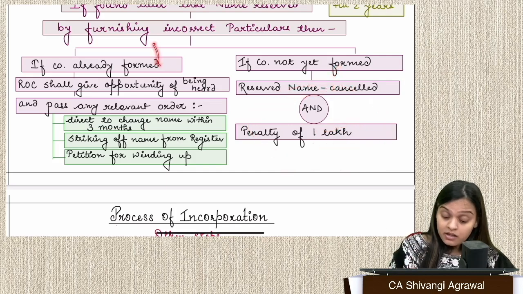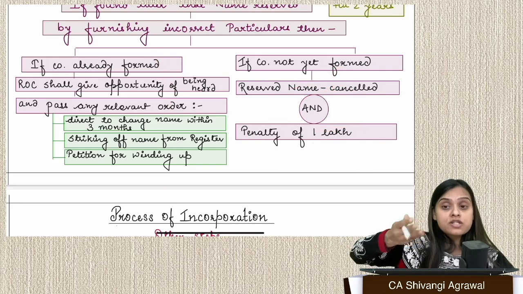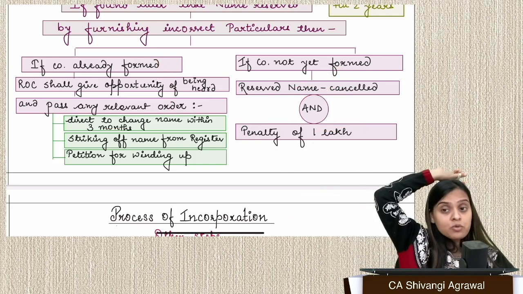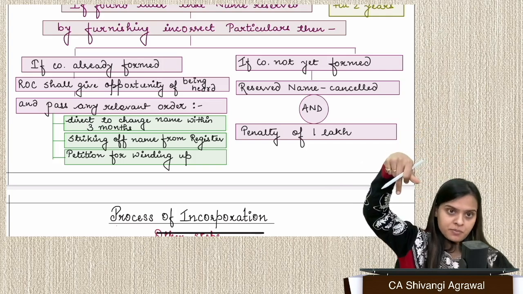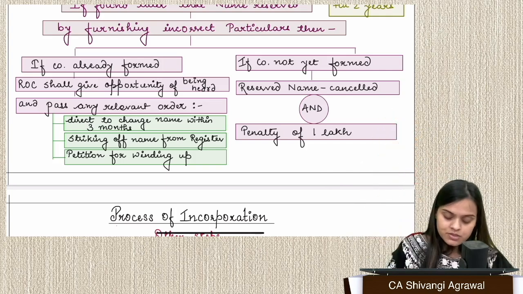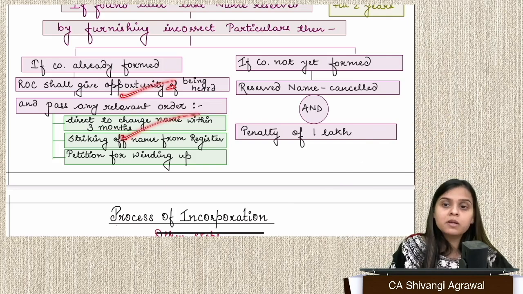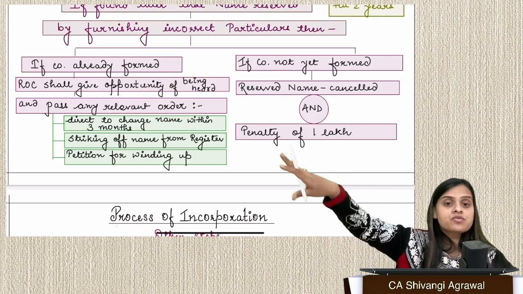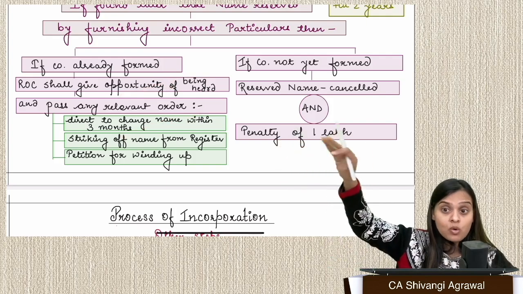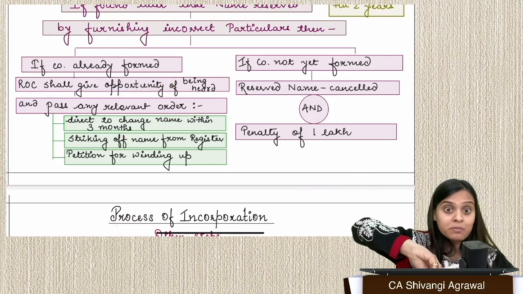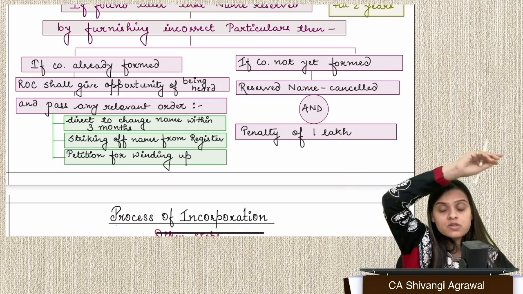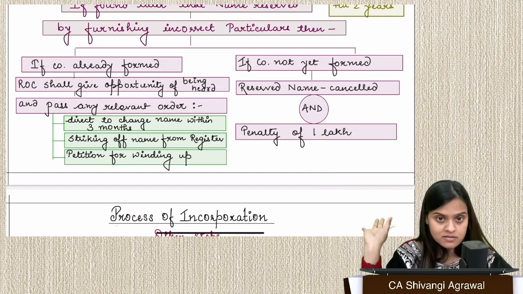Second, your name is reserved, thereafter you furnish the documents, so the company is also filed, and later on we come to know that you got this name by filing incorrect information. So what will happen is ROC is going to give you an opportunity of being heard, and it may direct you to change your name within 3 months, or they will strike off your name from the register of members, or they will file a petition for winding up. That means all the assets have to be sold, the liabilities will be paid off, everything is going to happen like this, right?